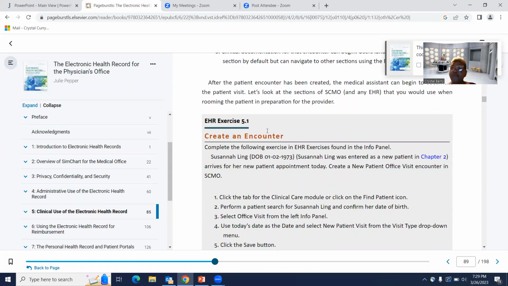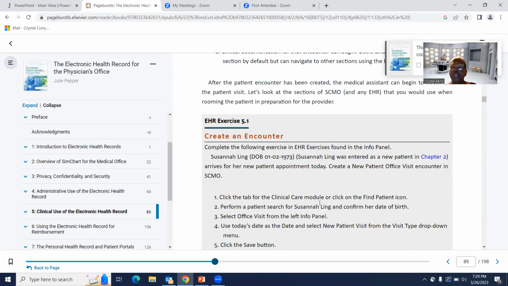EHR exercise 5.1, create an encounter. Complete the following exercise and EHR exercises found in the info panel. Susanna Ling, date of birth 1/2/73. Susanna Ling was entered as a new patient in Chapter 2, so you have to pay attention. She was created in Chapter 2. She arrives for her new patient appointment today. Create a new patient office visit encounter in SCMO. It's telling you each step.